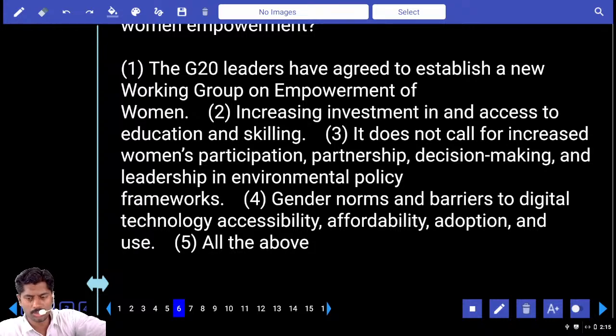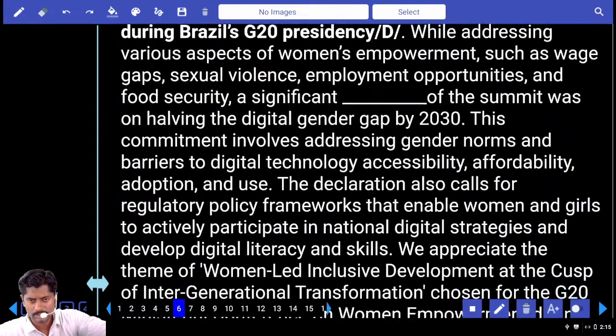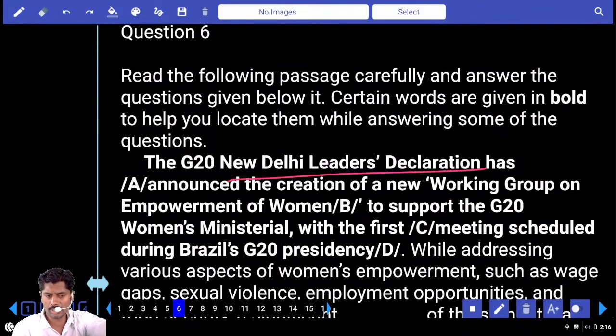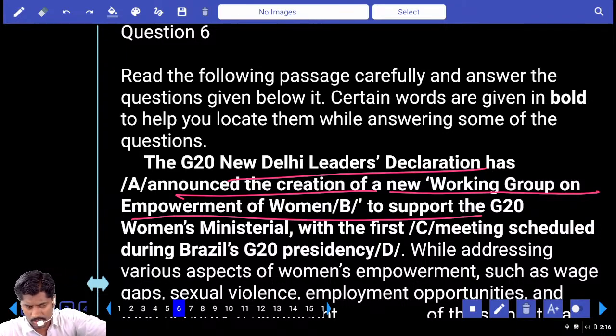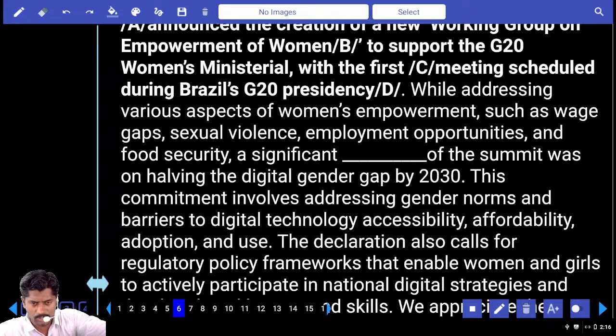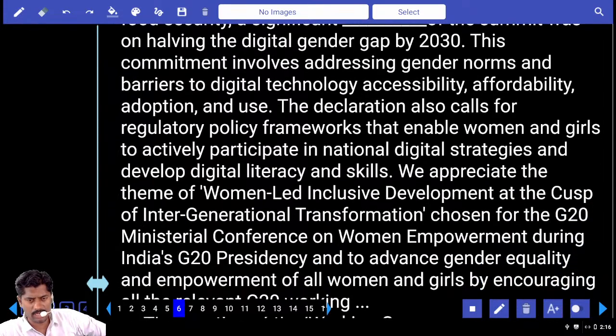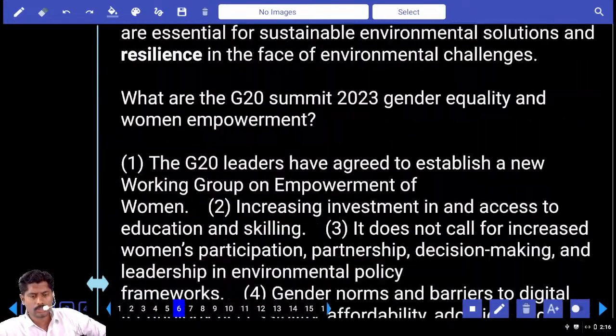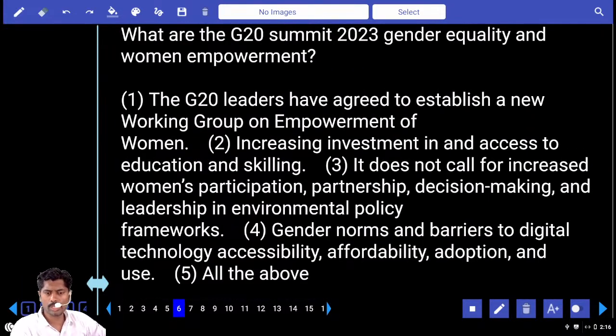కాబట్టి let's read ఒక 2-3 options చదివి మళ్ళీ చూద్దాం. The G20 leaders have agreed to establish a new working group on empowerment of women. Did he mention? New Delhi Leaders Declaration has announced the creation of a new working group on empowerment of women to support the G20 women's ministerial with the first meeting scheduled during Brazil's G20 presidency. Okay, while addressing various aspects of women's empowerment such as wage gap, sexual violence, employment opportunities and food security, and a significant aspect of the summit on halving the digital gender gap by 2030. This commitment involves addressing gender norms, barriers to digital technology, etc. G20 leaders have agreed to establish a new working group on empowerment of women.